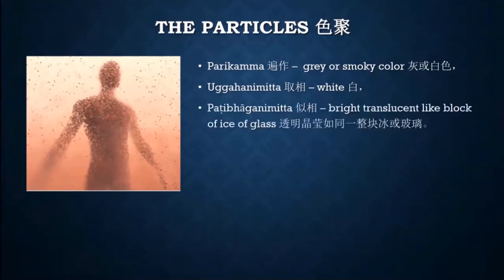Now finally, we have the bright, translucent nimitta, like a block of ice or glass. This is like a very bright, translucent. Actually, in the very beginning of knowing and seeing, in the previous version, you may also have read transparent. Here now we change to translucent. Like a block of ice or glass.